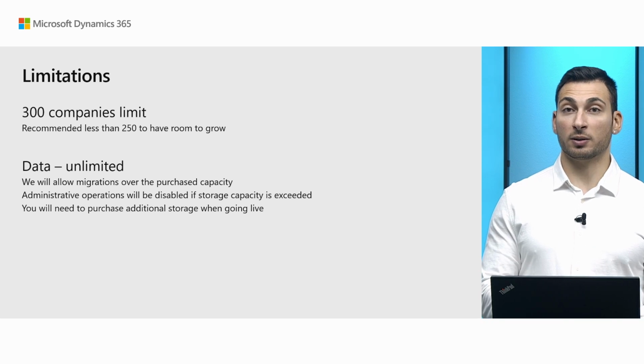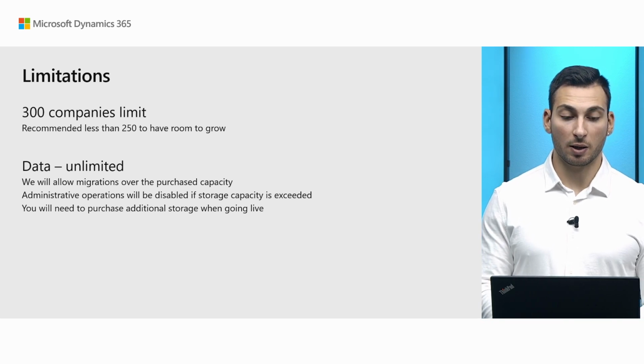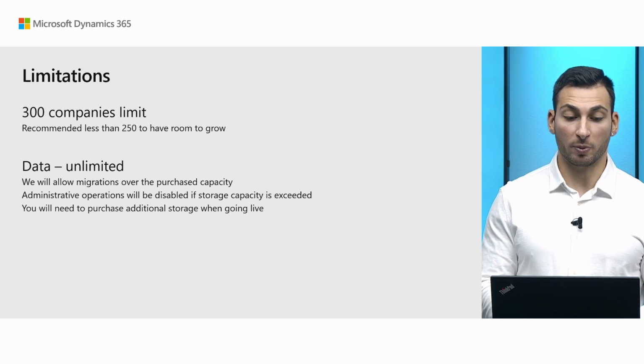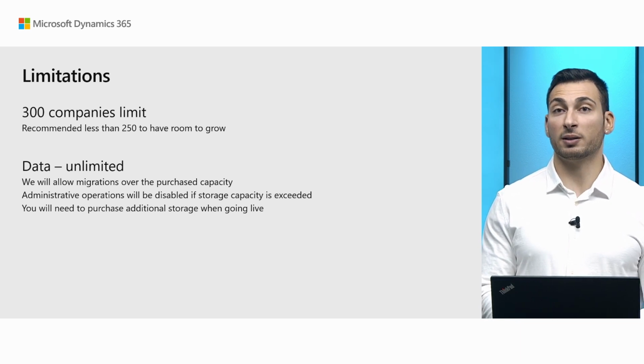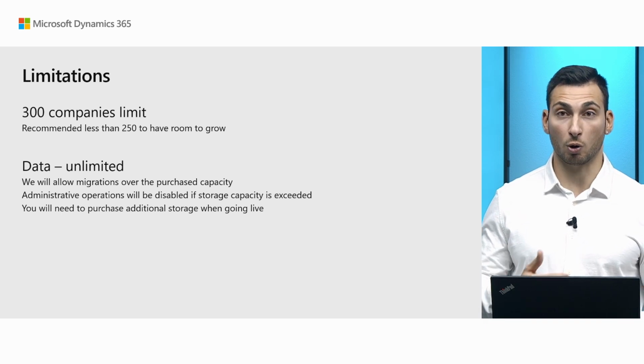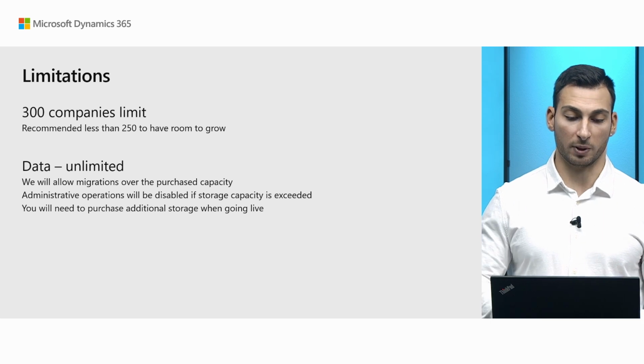So in theory, when you have an environment in SaaS, we enforce a strong limit of 300 companies. That is mainly for performance reasons, but we do recommend something like around 250 companies so that you have room to grow over time if you need to add more companies.